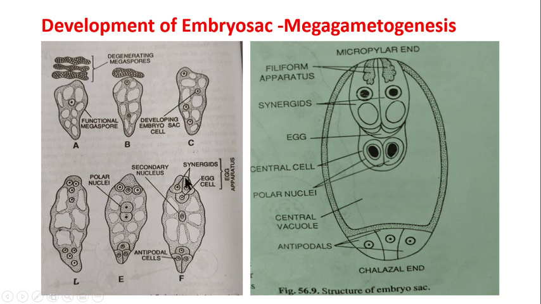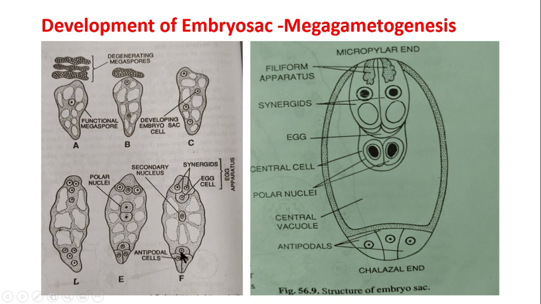Now this portion, which is toward the micropylar end, shows you the presence of synergids and the egg cell. These synergids provide nutrition to the developing egg, and from the base of the synergid, some filiform-like structure is formed, which is also known as the filiform apparatus. And this entire structure, including two synergids and one egg cell, is known as the egg apparatus. And you can see all three of them are haploid.